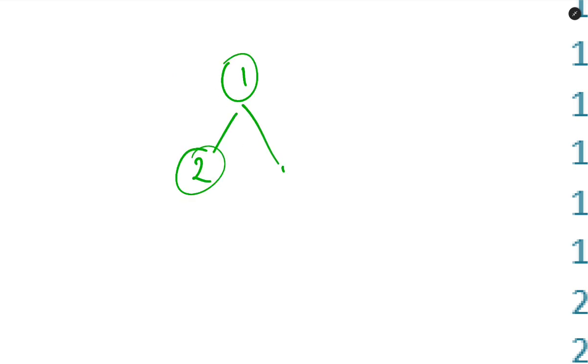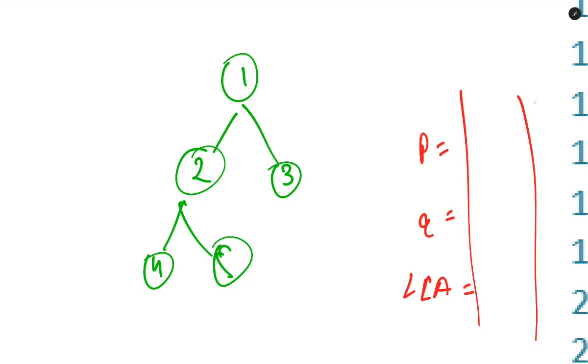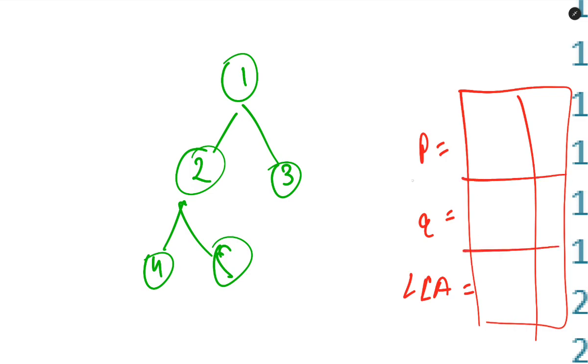If you are given a binary tree like this, and you are asked about P and Q, P represents the first node and Q represents the second node. LCA represents the lowest common ancestor of them. If I consider the true cases, I will draw a matrix like this. If P is equal to 4 and Q is equal to 5, I can say that my lowest common ancestor will be 2. How? Let us find out.